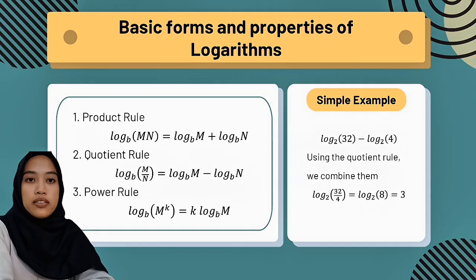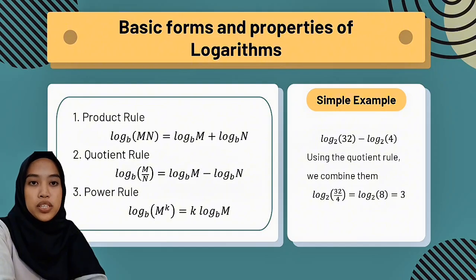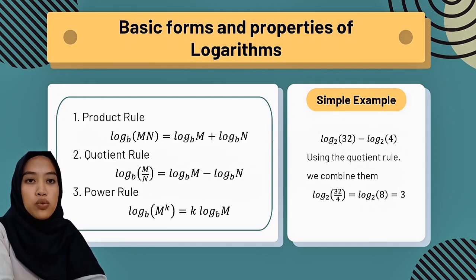Property 2 is the quotient rule. Log base b of m over n equals log base b of m minus log base b of n. This rule is basically the opposite of the product rule. If multiplication becomes addition, then division becomes subtraction. Again, this comes from the rules of exponents. When we divide powers with the same base, we subtract the exponents.